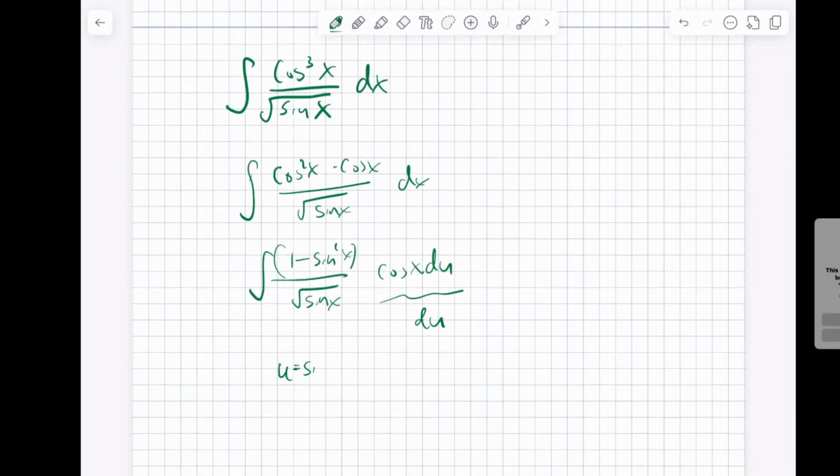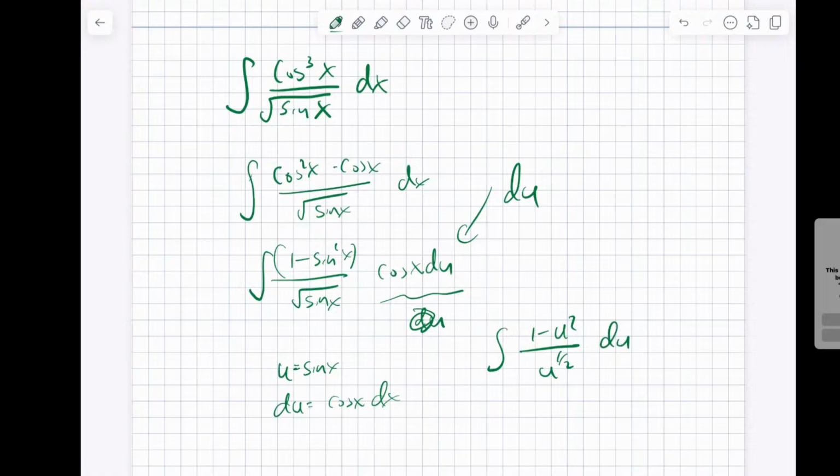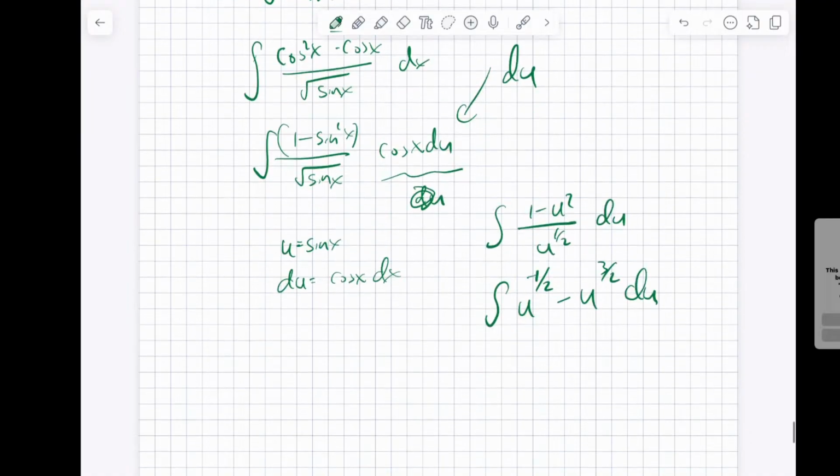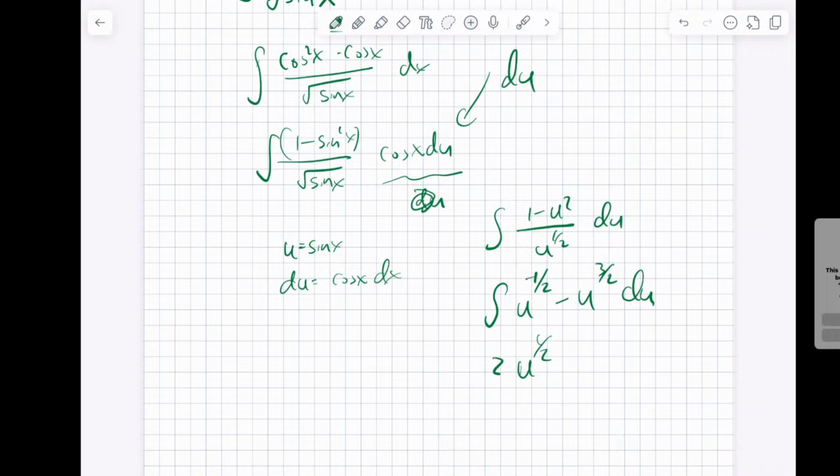So u must be sine of x, du equal to cosine of x dx. So this part is du. Therefore, it's going to be 1 minus u squared over u to the 1/2, and this is du. Which splits up to be u to the negative 1/2 minus u to the 3/2 du. And this is u to the 1/2 over 1/2, minus u to the 5/2 over 5/2. So since u is equal to sine of x, it's going to be like this.